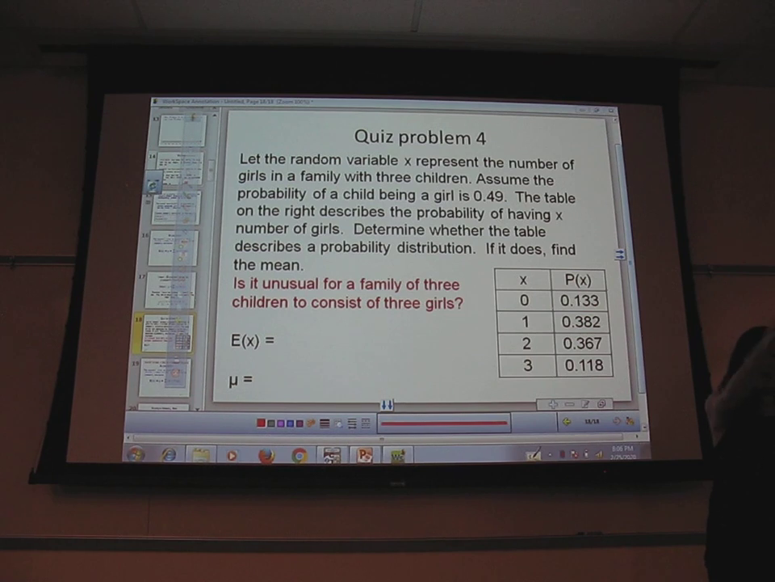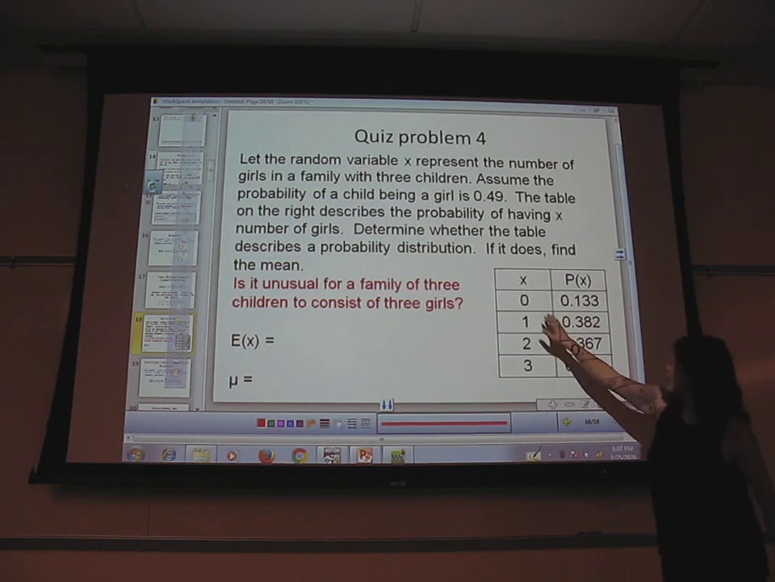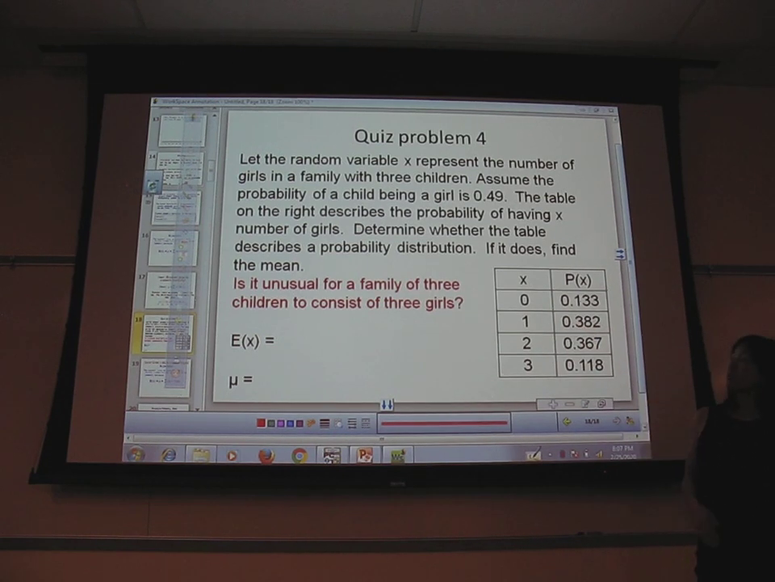Here's the data. Here's the numbers. Numbers, probabilities, it's all there. Okay, so you guys, for every x value and its probability, find the expected value and the mean.